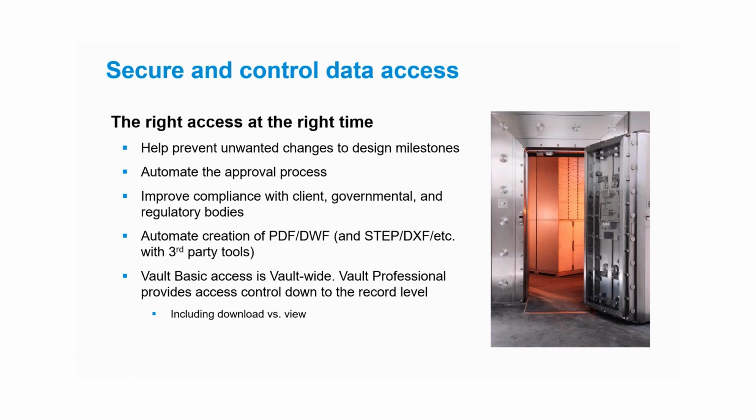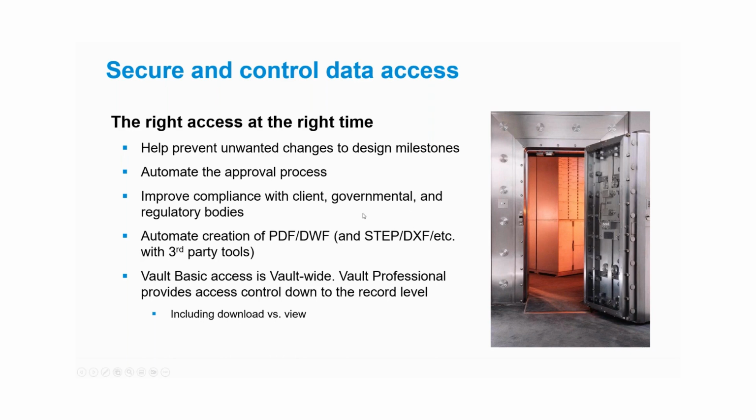Vault Professional, not only can we provide access based on the status of the file, say it's locked when it's released, it's editable by these people when it's a work in progress, maybe it can't even be seen by certain people when it's a work in progress. Vault Pro gives you that access at the status level, but also even at individual records. I could say this particular file can only be seen by these people, or this folder can only be seen by these people, or these other people, they can see that the file exists, but they can't download a copy of it. Vault Pro has that level of granularity in security.